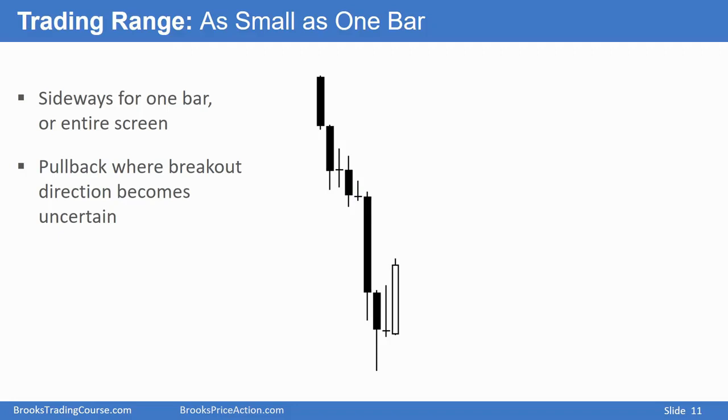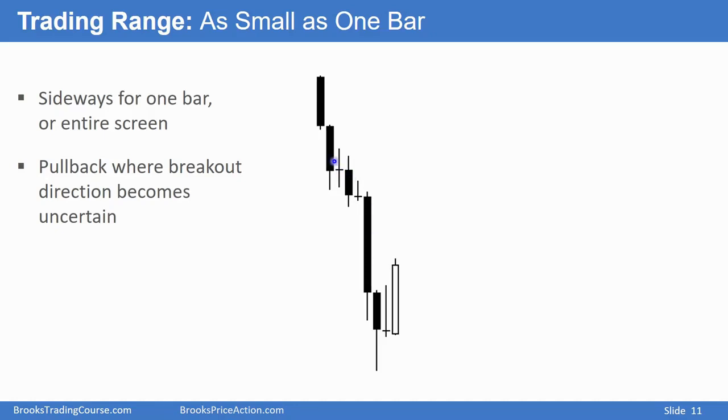If I think the trading range is so small and so insignificant as not to alter the course of the bars to the left, I call it a pullback. So in other words, this is a small trading range, a 1 bar trading range, but it's not enough of a pause or interruption in the bear trend to make me think the bear trend has ended. I think the bear trend is going to continue down.